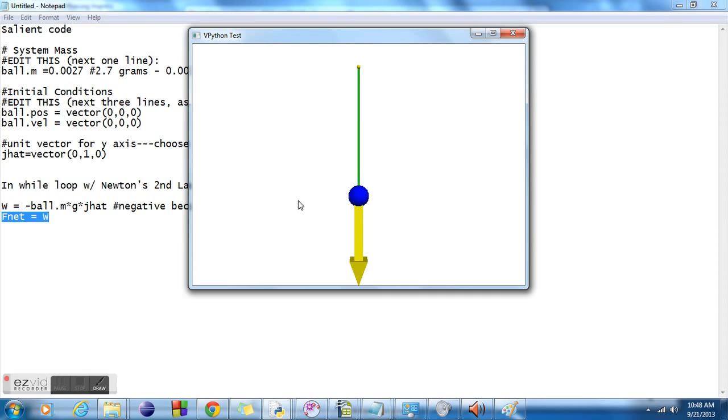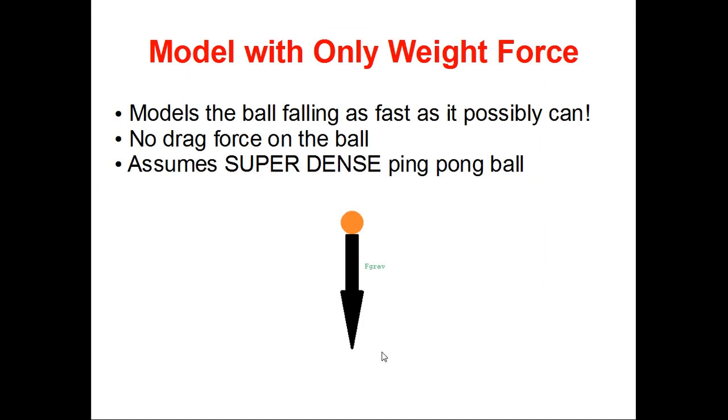Using arrows to represent forces, note the yellow arrow representing the gravitational force exerted by the Earth. This model shows the object falling as fast as it can possibly fall. How does this compare to the actual experiment in which the ping pong ball is not superdense and is subject to drag force? We will see, but first let's discuss the computational model that does include drag force.